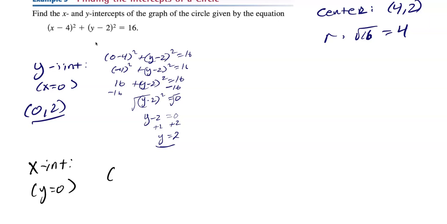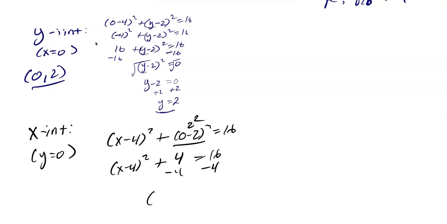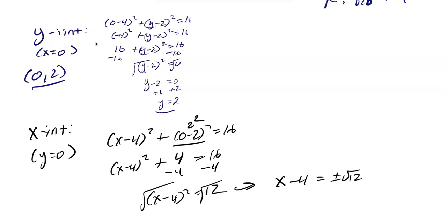So we're going to get x minus 4 squared plus 0 minus 2 squared equals 16. I'm going to go a little faster. This is 2 squared, so that's 4, equals 16. Minus 4, x minus 4 squared equals 12. Square root it. In this case, we're going to get plus and minus, so we don't know the square root of 12, so it's plus and minus square root of 12, then add 4. So you get x equals 4 plus and minus square root of 12. So those are my x-intercepts.